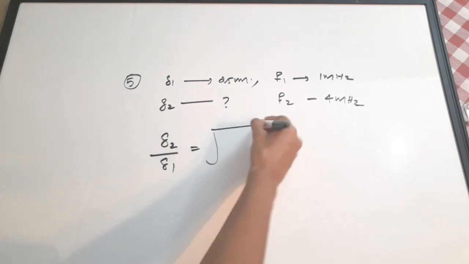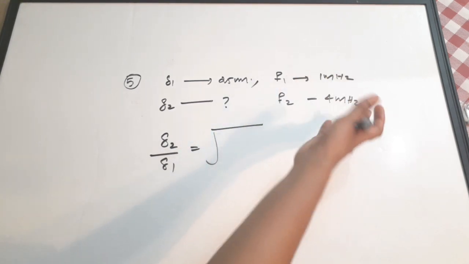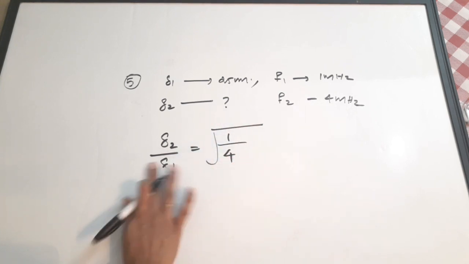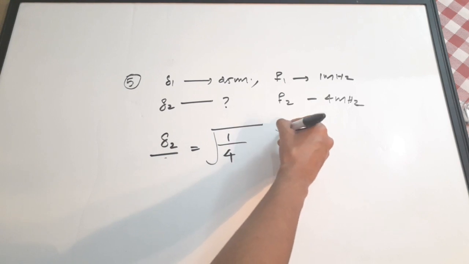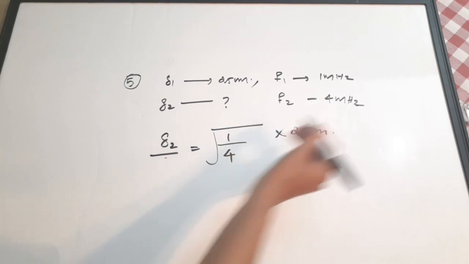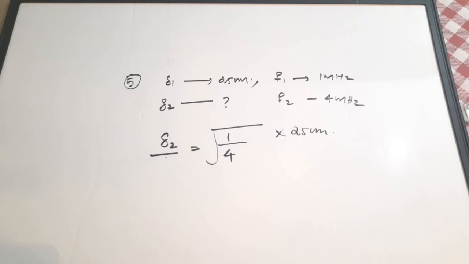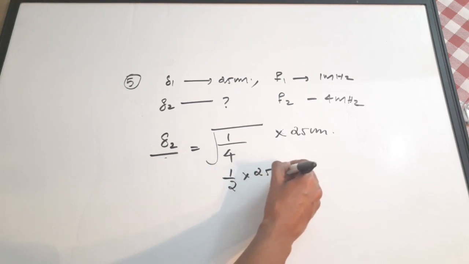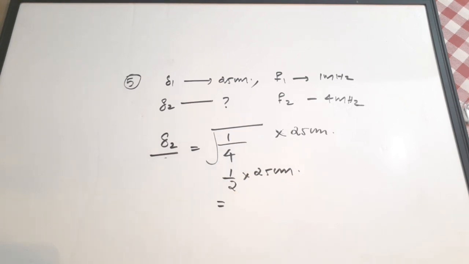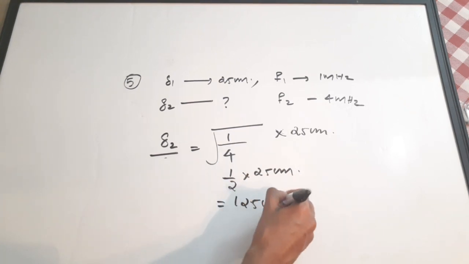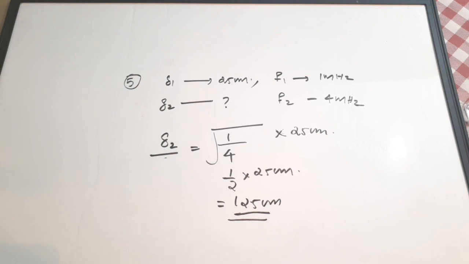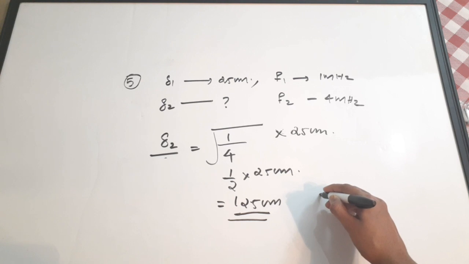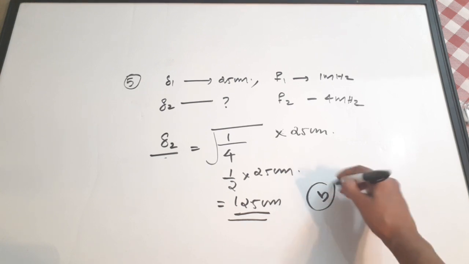So I'm going to substitute it. 1 megahertz, you can cancel the megahertz with megahertz because both are the same units. Square root of 1 by 4 into delta 1, and delta 1 is 25 centimeters. Now what is square root of 1 by 4? It is 1 by 2. So 1 by 2 into 25 centimeters is the delta 2 value, which is equal to 12.5 centimeters, the depth of penetration. The correct answer is 12.5, which is option B.